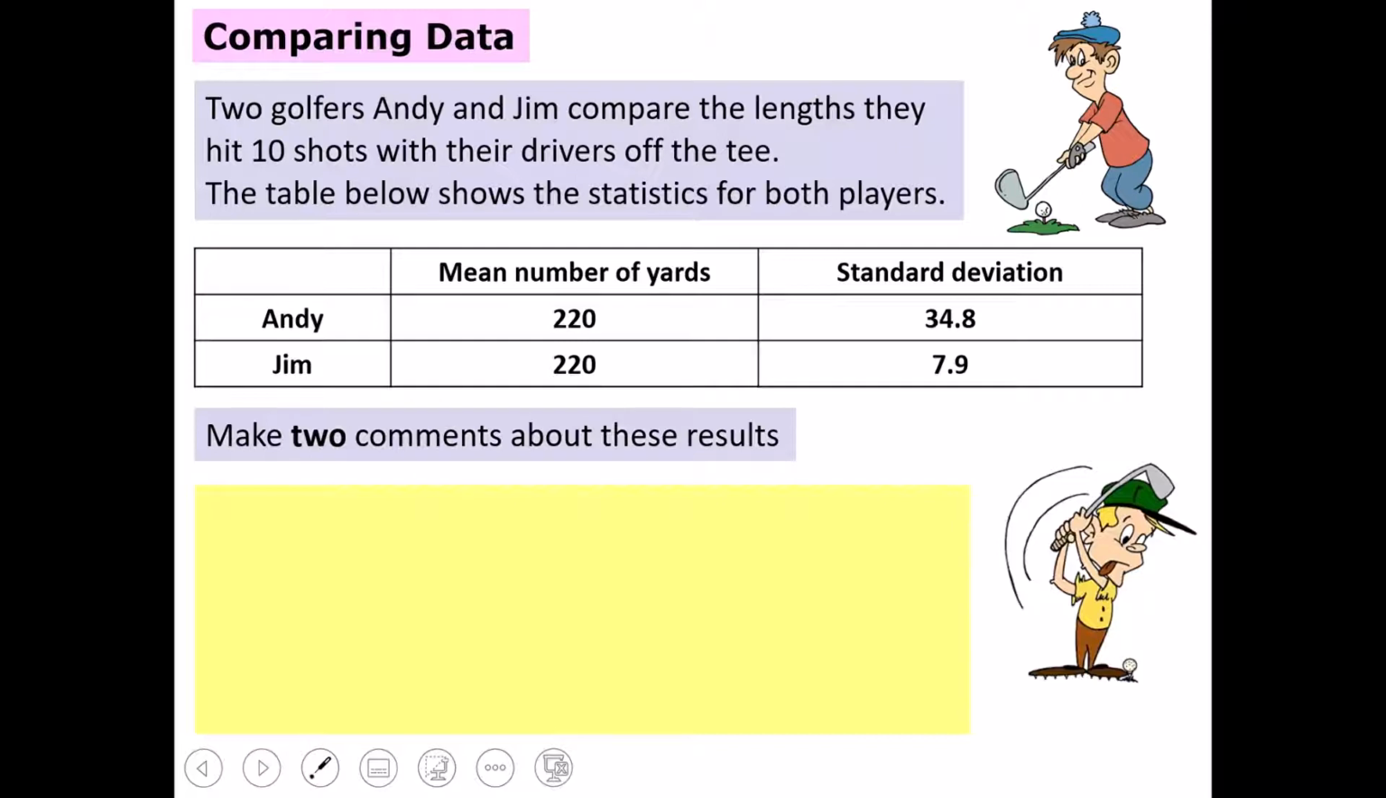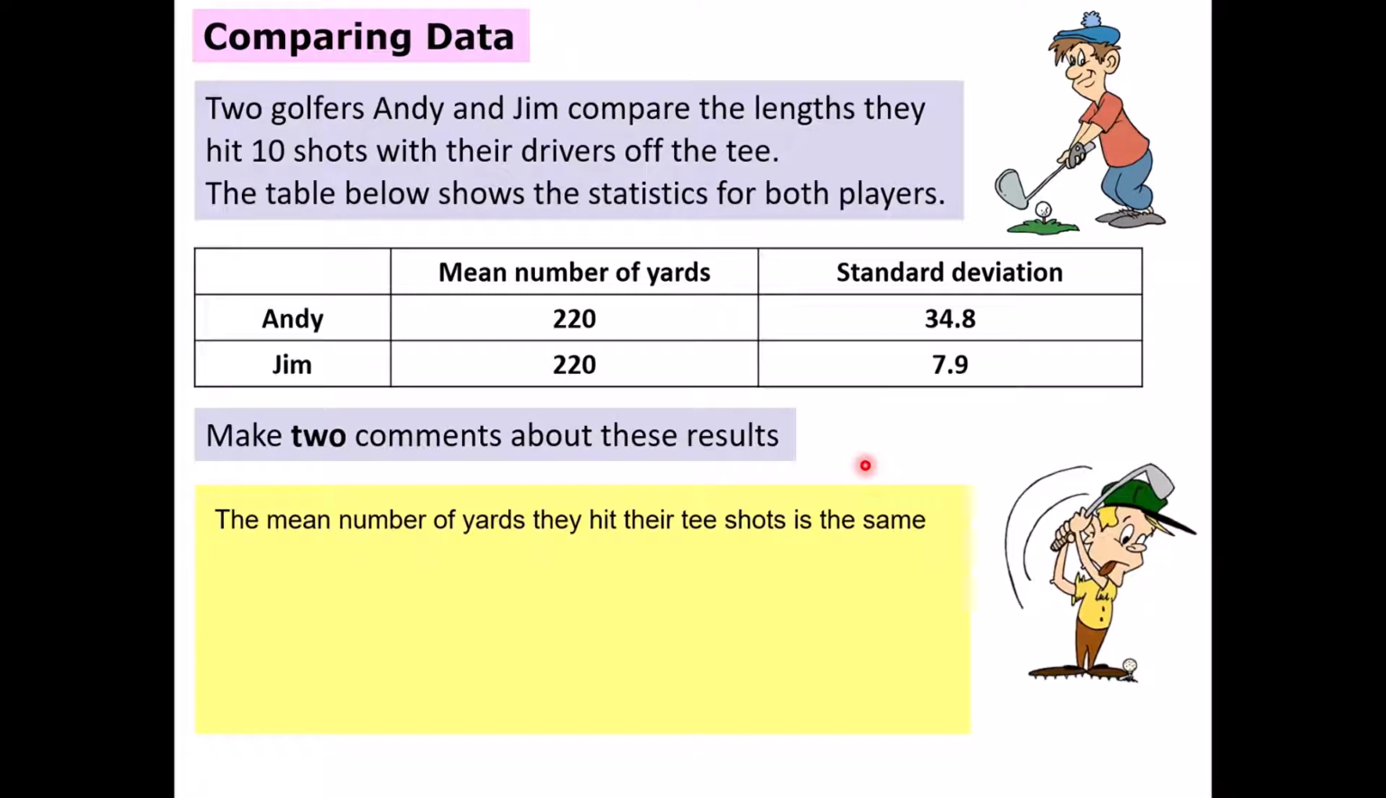So for Andy, the mean number of yards is 200. The mean, as in the average number of yards, and the standard deviation is 34.8. So that's a fairly high standard deviation. For Jim, the mean number is also 220 and his standard deviation is 7.9. So let's make two comments about these results. The first comment we're going to suggest, and we can clearly see, is that the mean number of yards they hit their tee shots is the same.